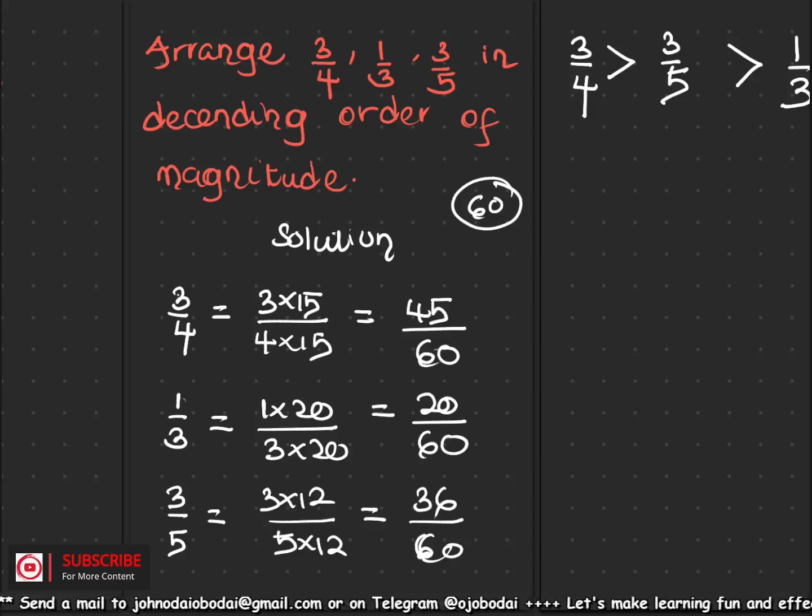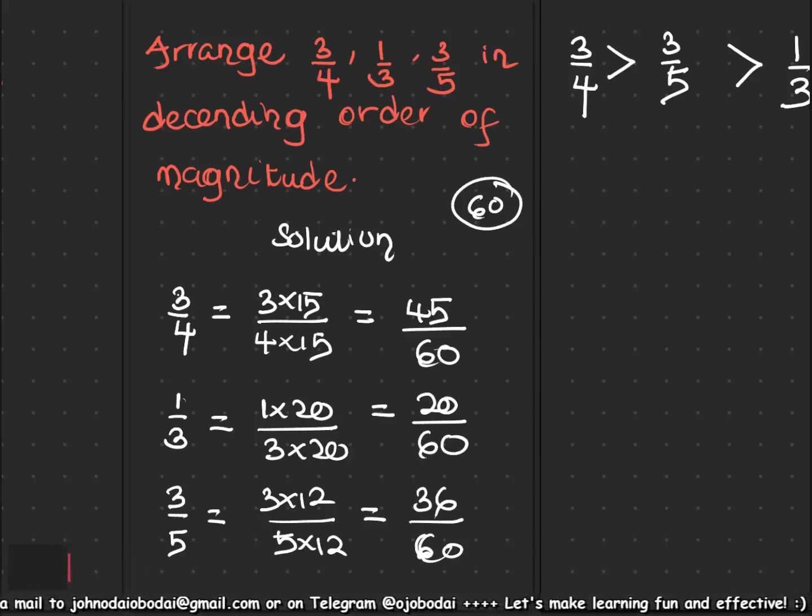Be able to arrange them in order, either in ascending or descending order. This first method would have us change all the fractions into their equivalent forms where they all have the same denominator. We do that by using the LCM of the denominators to evaluate. Let's look at another method.